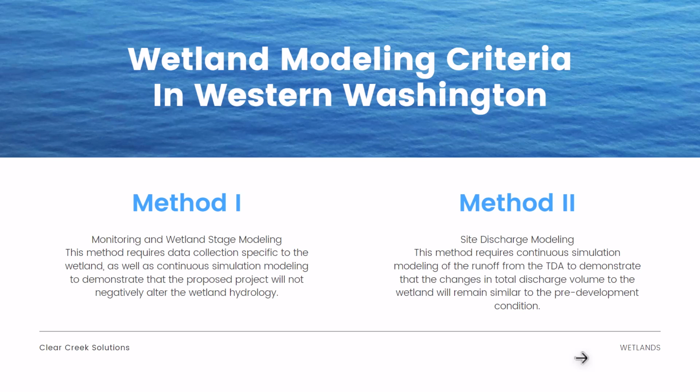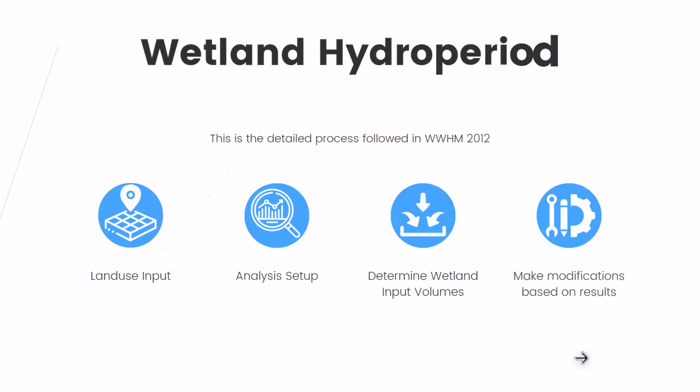So how is wetland modeling criteria in Western Washington applied? Well, there are two different methods that we can use. Method 1 is monitoring wetland stage modeling. This method requires data collection specific to the wetland, as well as continuous simulation modeling to demonstrate that a proposed project will not negatively alter the wetland hydrology. Then there's site discharge modeling. This method requires continuous simulation as well of the runoff from the TDA to demonstrate that the changes in total discharge volume to the wetland will remain similar to the pre-development conditions. So there's a high emphasis on keeping that volume discharge the same in order to preserve the wetland.